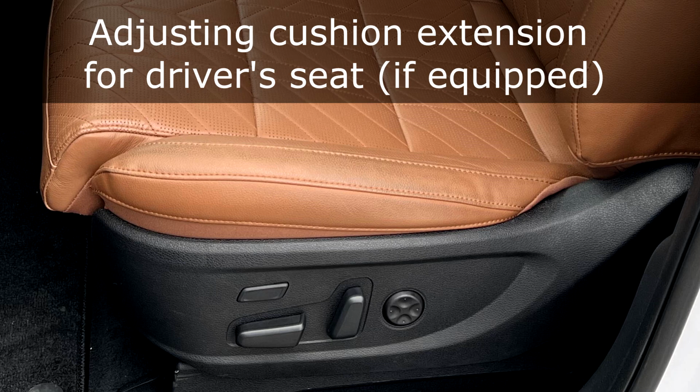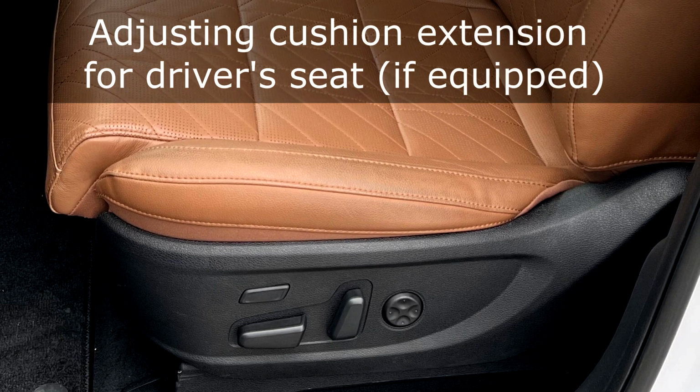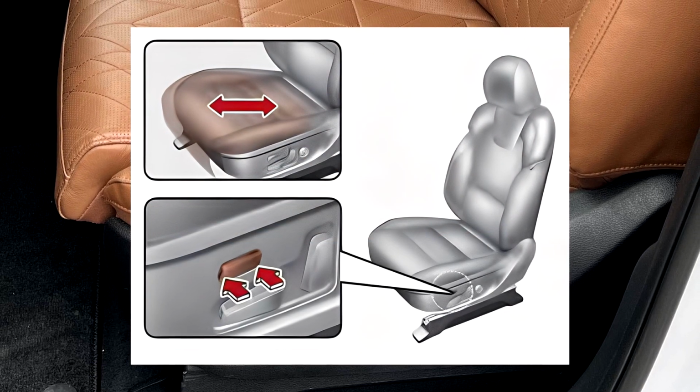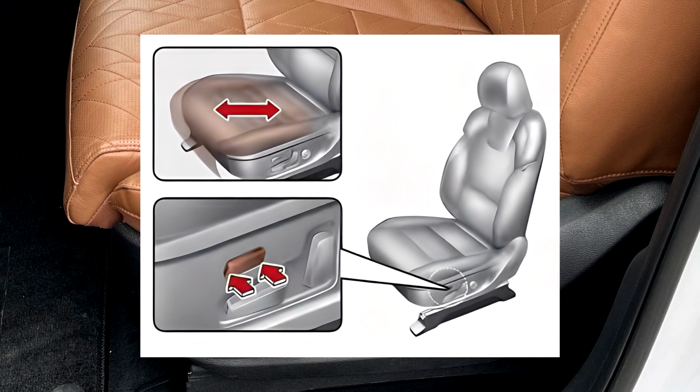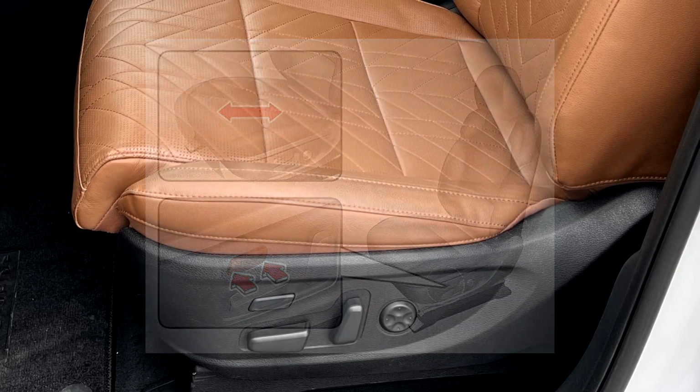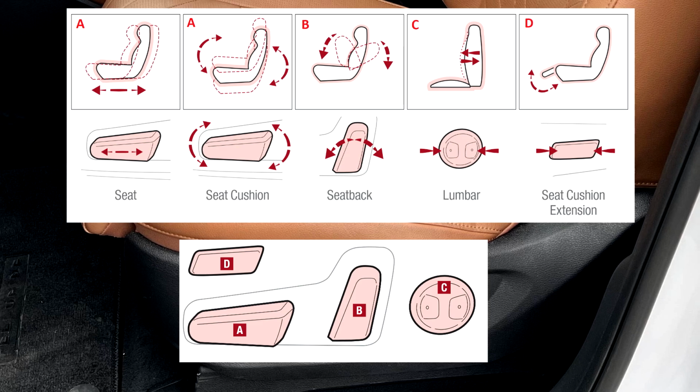Adjusting cushion extension for driver's seat, if equipped. To adjust the cushion extension, press the front part of the switch to raise it or the rear part to lower it. Release the switch when the extension reaches the desired setting.